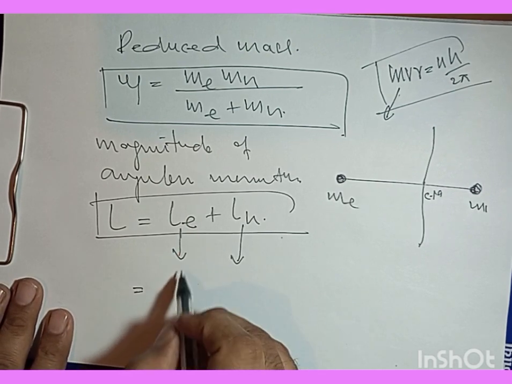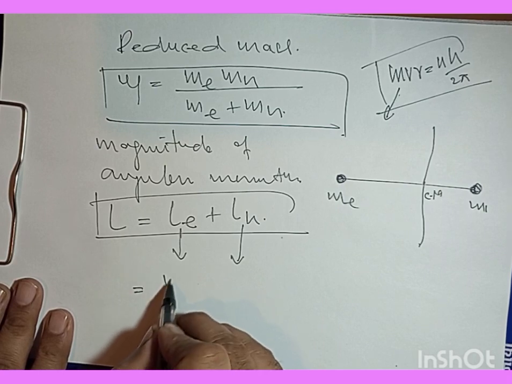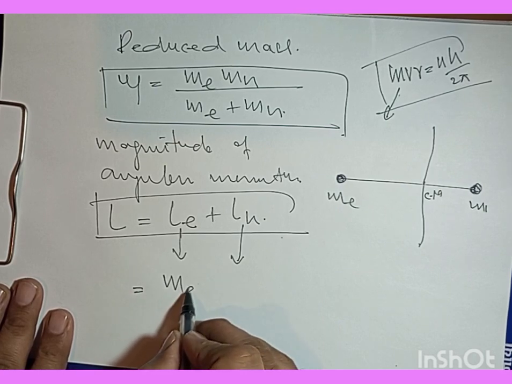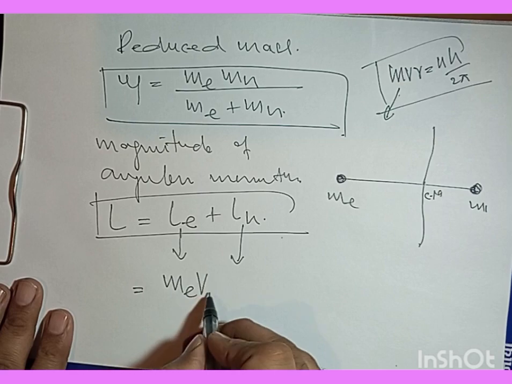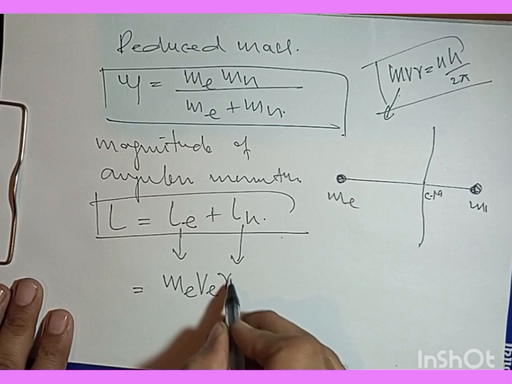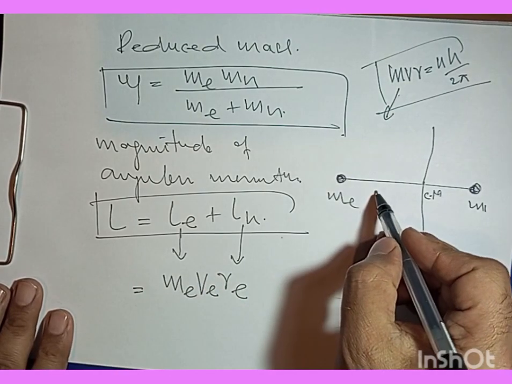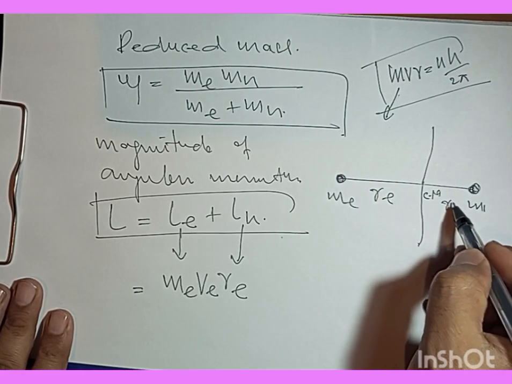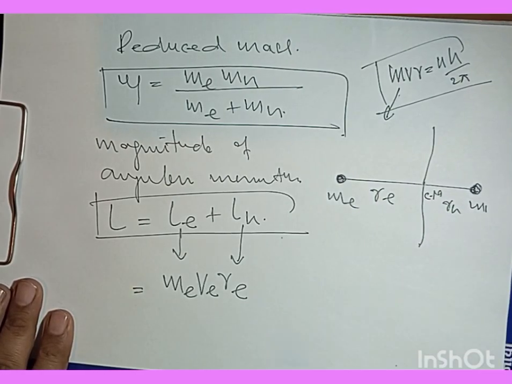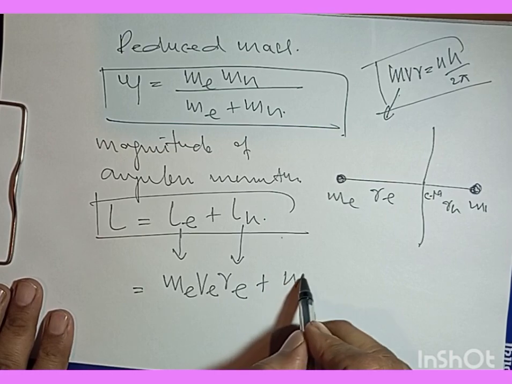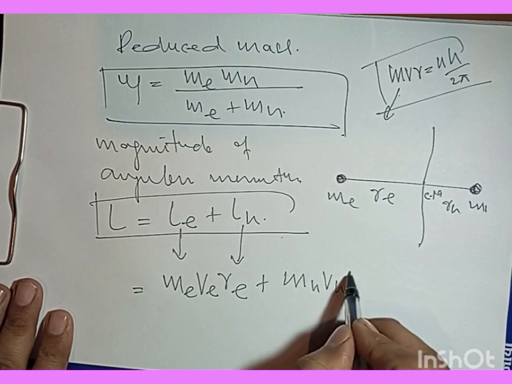So what we can do here is write down the angular momentum of the electron. That's me, ve, and re. That should be clear. So this is my re, and this is my rn. Okay, and plus mn, vn, and rn.